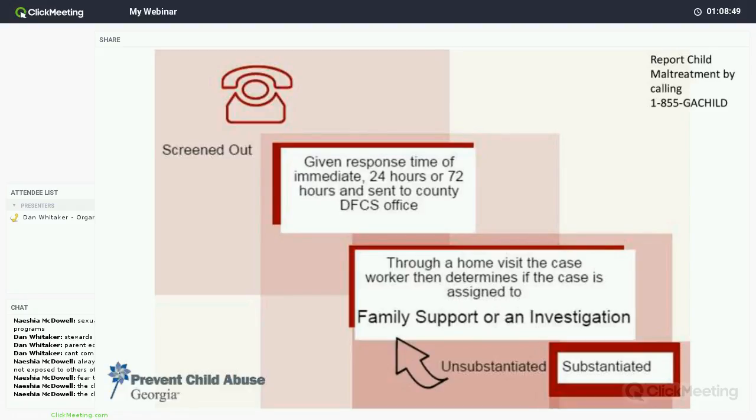So if it's immediate, a caseworker must go out right away. If they assign it the 24 one, a caseworker must go out in 24 hours, and then 72 hours. Once they're in the home, they then assess whether it needs to be investigated or family support. So the main difference in this new way DFACS is handling things is that it is the caseworker's eyes and ears that determine whether it's investigated or assigned family support, as opposed to the old way, where the intake call center decided whether it would be screened in or screened out.